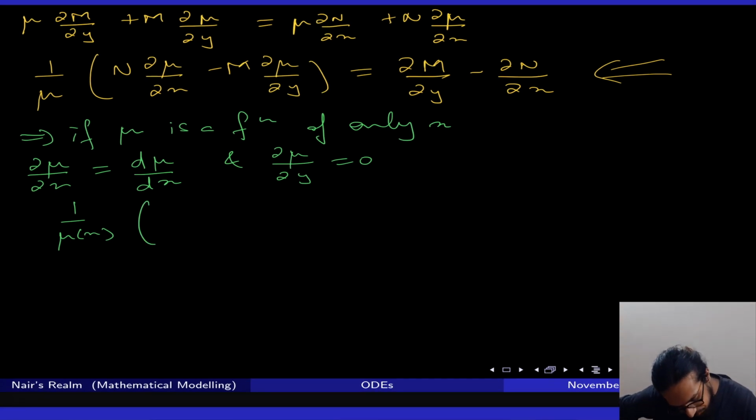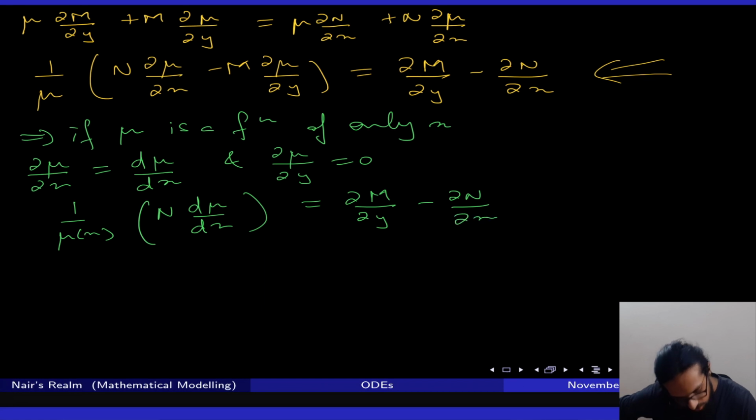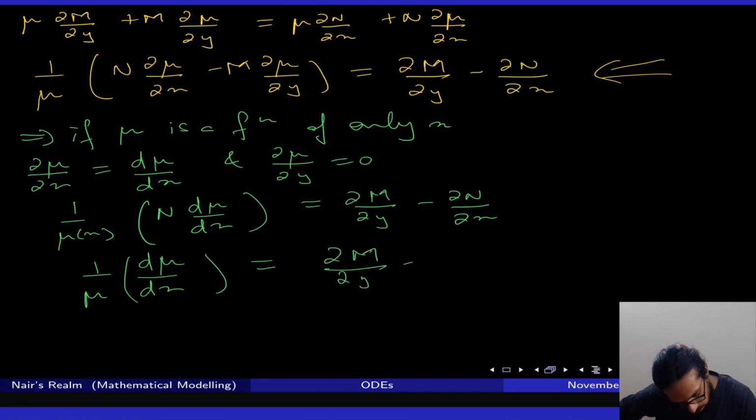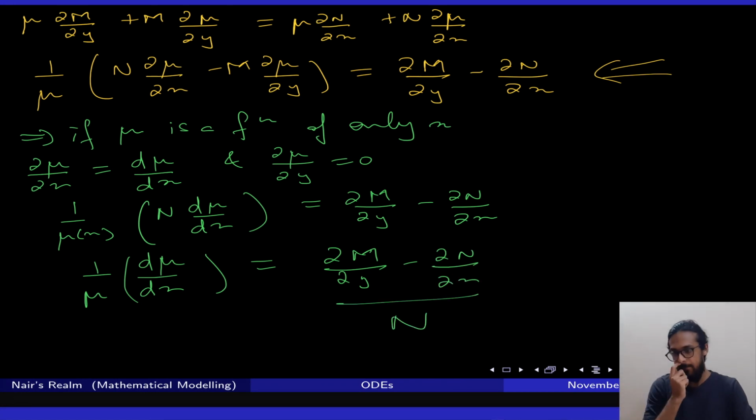And we'll have N times, this won't be ∂ anymore, it will be dμ/dx. The next term will be 0 because ∂μ/∂y is 0. Now we'll have ∂M/∂y minus ∂N/∂x. So this means that, just rearranging, this is what we get.